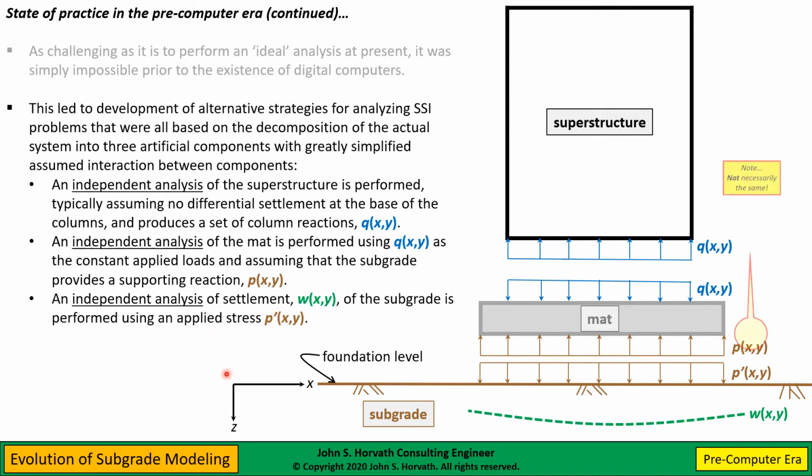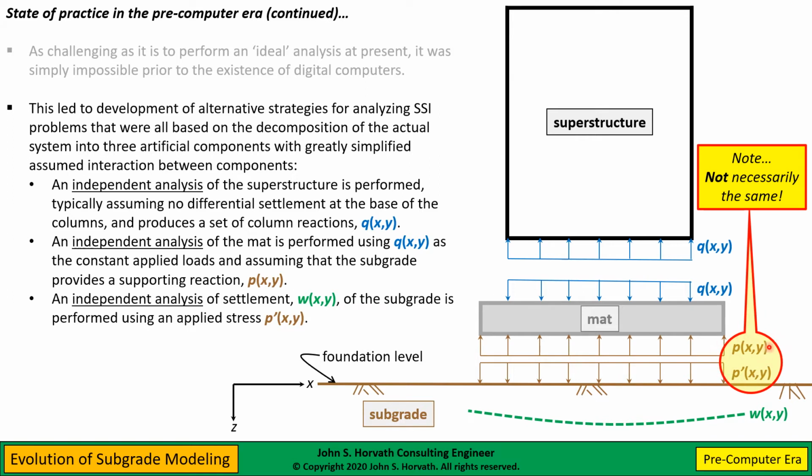And I want to emphasize here, these two subgrade reactions are not necessarily the same. All right? P of XY is the subgrade reaction on the mat. P prime of XY is a subgrade reaction used in the settlement analysis. These could have different magnitudes, certainly different distributions, and that was considered perfectly logical, perfectly acceptable in the pre-computer age. It's very important to understand this. And actually, I'll show you a couple of case histories at the end of this presentation that were initially done where this difference existed.